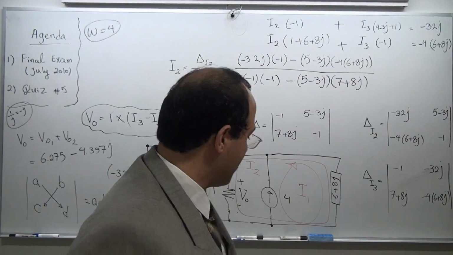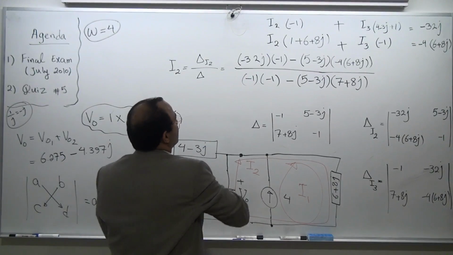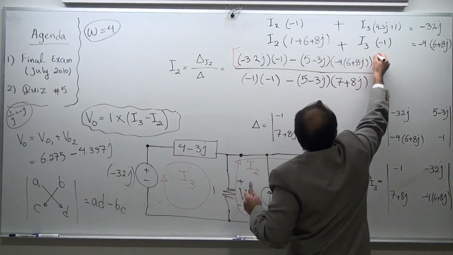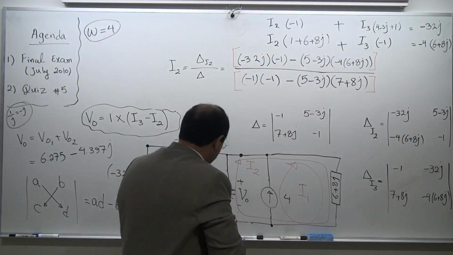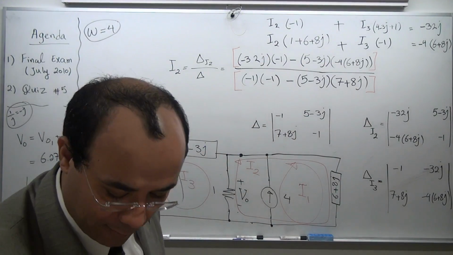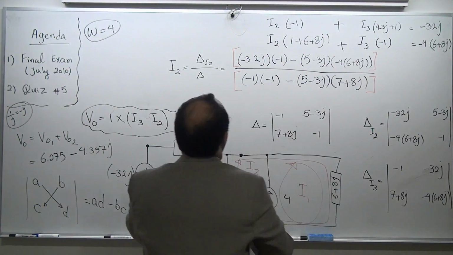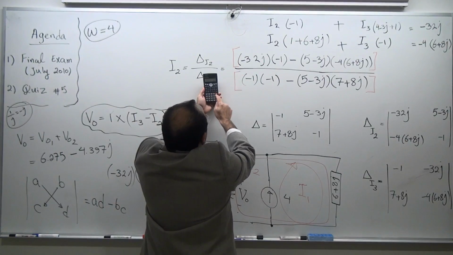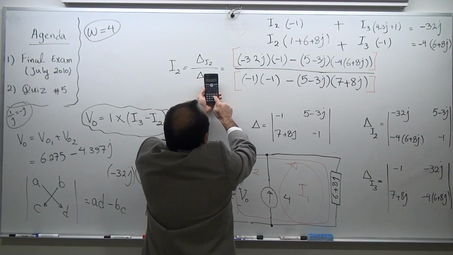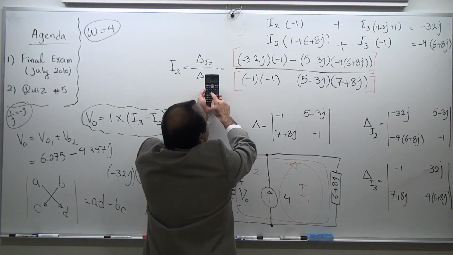In order for me to utilize the calculator, I'm asking you to do this. This has a big bracket on top. This has a big bracket at the bottom, because those are the brackets you actually need inside your calculator. So let's take a look. I'm going to have a big bracket, this one, and then I'm going to open bracket again, minus 32j, close bracket, times minus 1, minus open bracket, 5 minus 3j, times 4, times open bracket, 6 plus 8j, close bracket, close bracket.